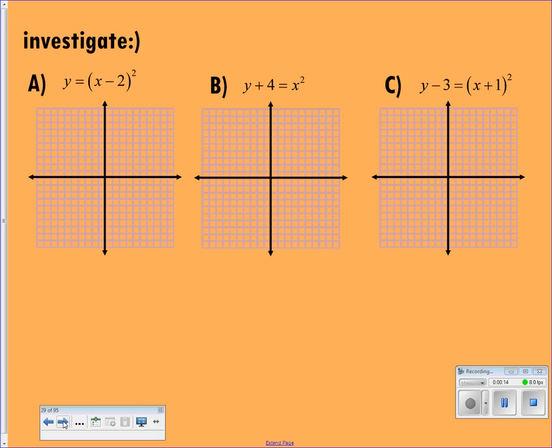You are going to notice that in equation B, you can't type that into your calculator because it's not a y equals. So all we're going to do is move that to the other side by subtracting 4. And example C, we can move that to the other side by adding 3. So go ahead, put those into your calculator, sketch them, and then pause me and then unpause me when you're done.